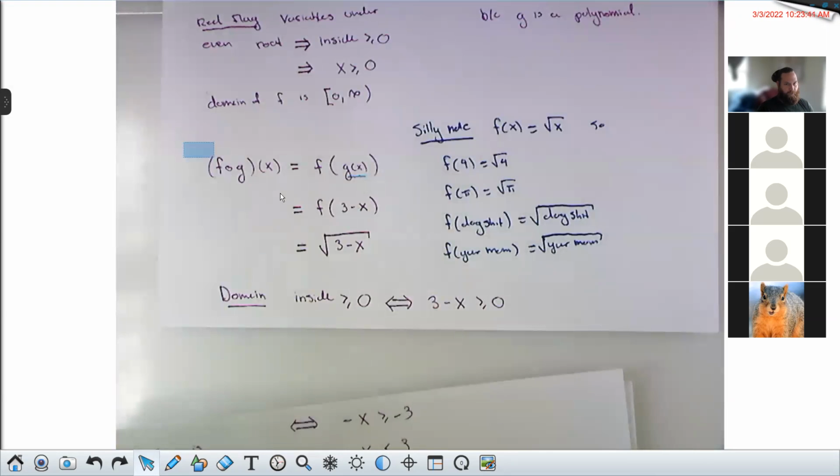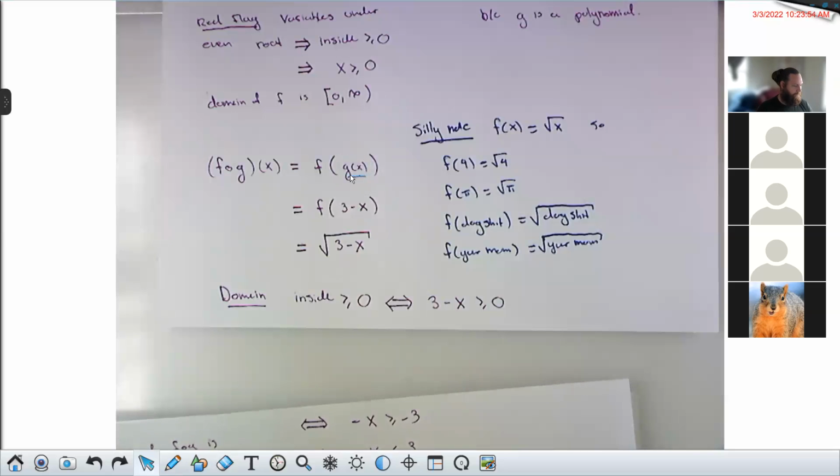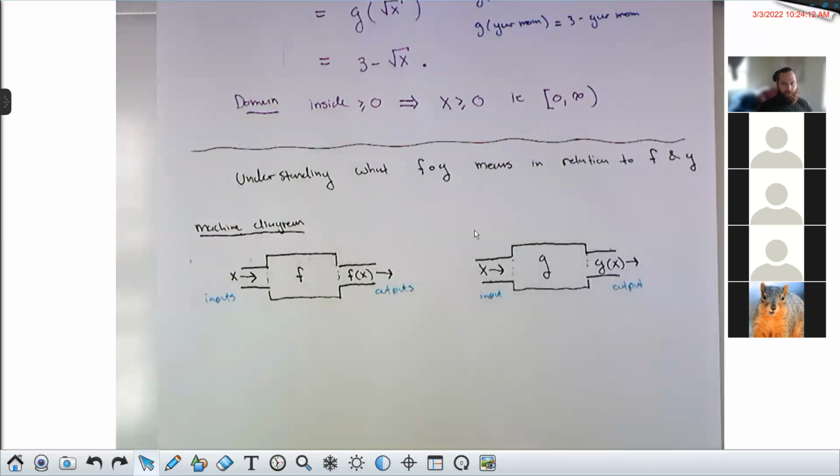How did we find f of g? Well, I took f, and instead of plugging in x, I plugged in g of x. So I'm using g of x, the output from the function g, as the input for the function f. I'll say that again. The way you find f of g is by using the output from g and plugging that in as the input for f. So what does that mean in terms of machine diagrams? That means I'm going to take this machine and put it over here as the input for f.